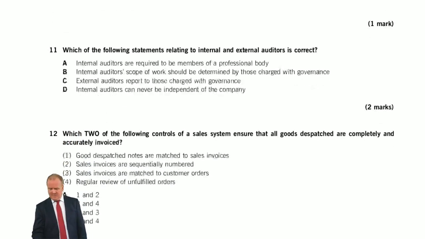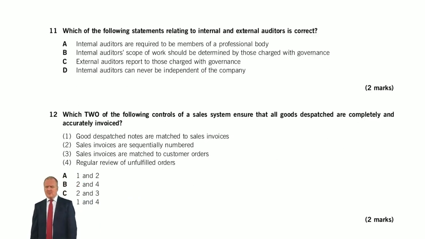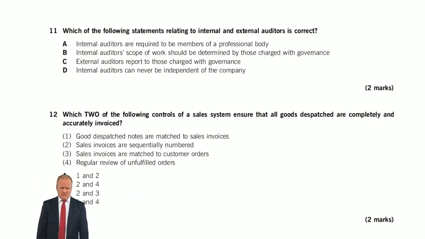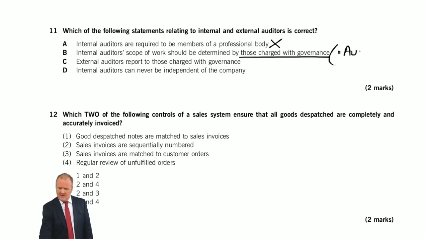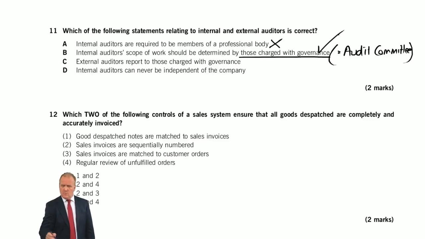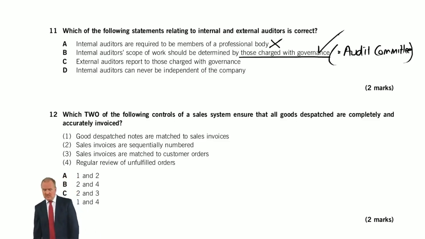Number 11, almost there. Right, which of these following statements is correct? A, internal auditors are required to be members of a professional body. No, they are not. External auditors are. Internal, no rules. Internal auditors' scope of work should be determined by those charged with governance. Well, they are known as the Audit Committee, and earlier on this evening we said that is exactly one of the things that the Audit Committee should do. B is correct, so all we need to do is understand why C and D are not correct.